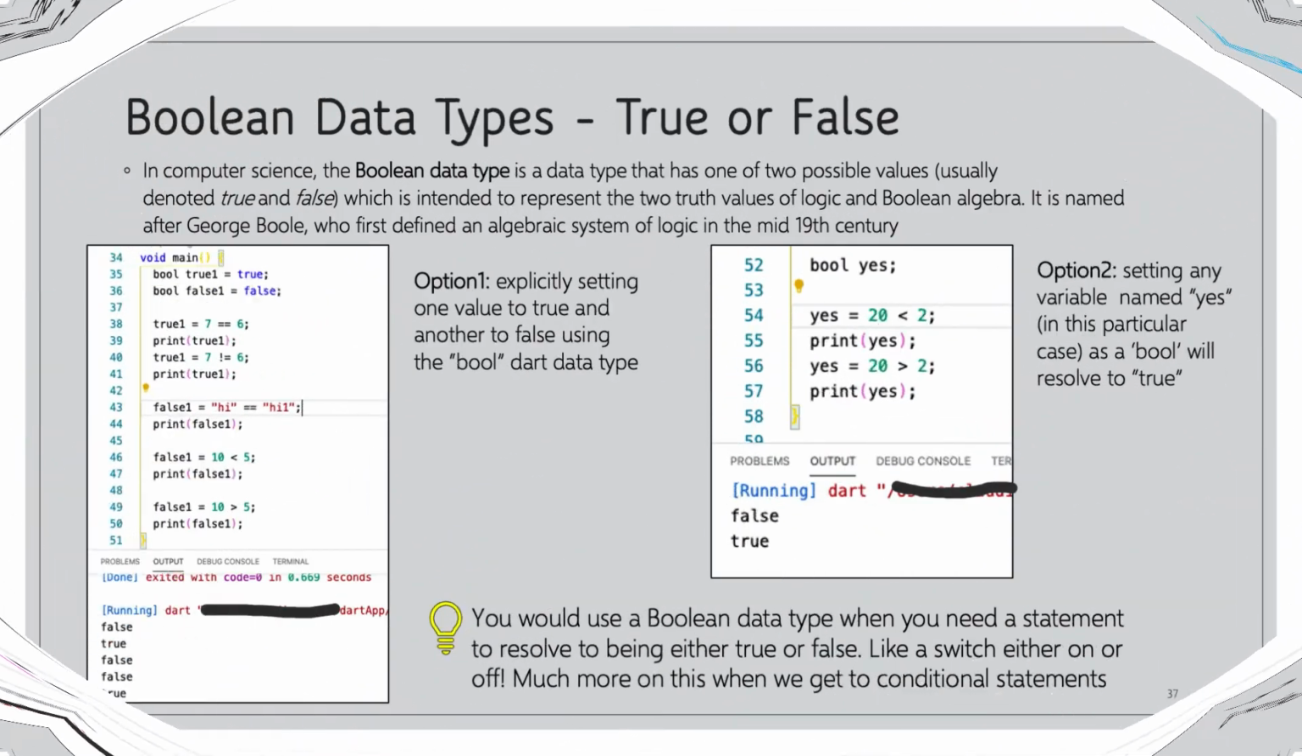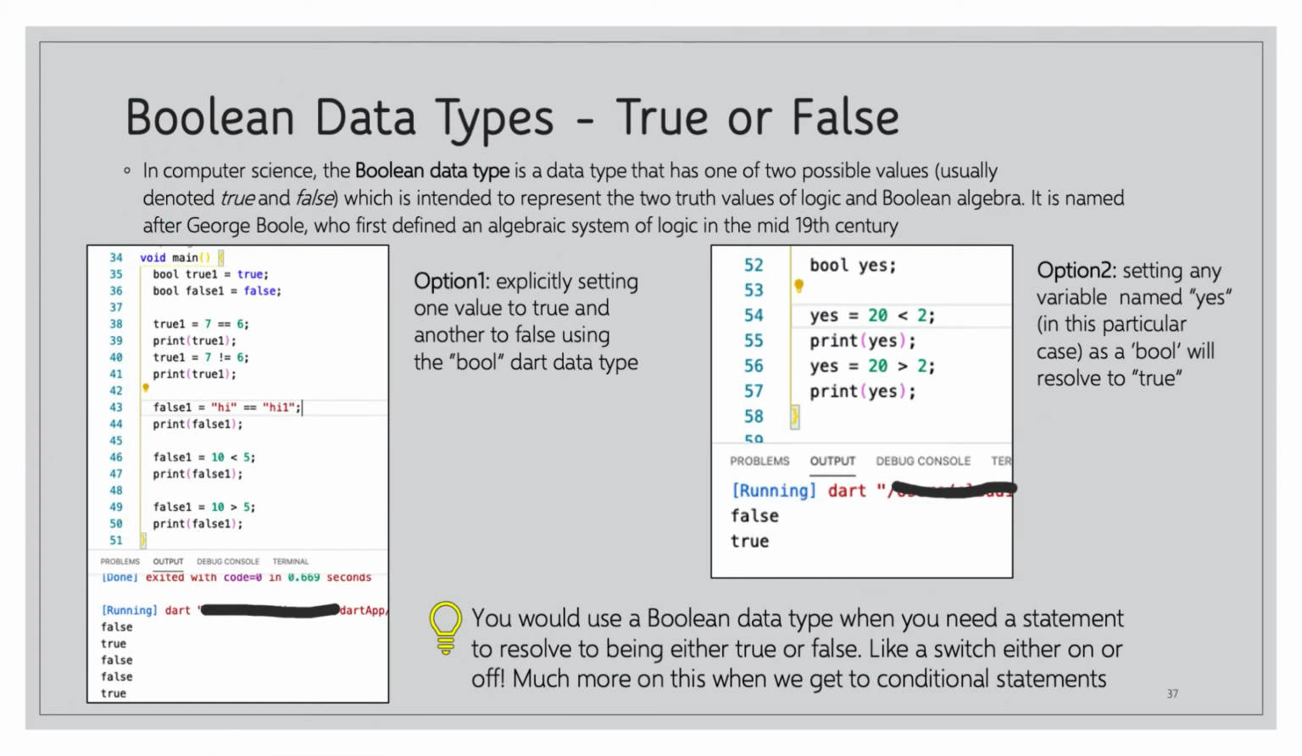We have a print statement using string interpolation on the your age variable, and it prints out your age is 100. Now we'll take a look at the Boolean data type, true or false. In computer science, the Boolean data type is a data type that has one of 2 possible values, usually denoted by true or false. This is intended to represent the 2 truth values of logic and Boolean algebra.